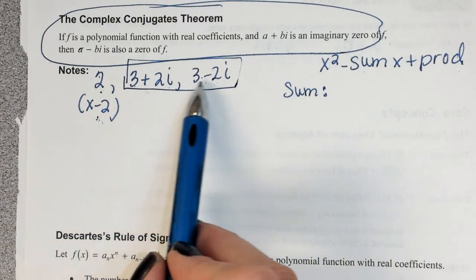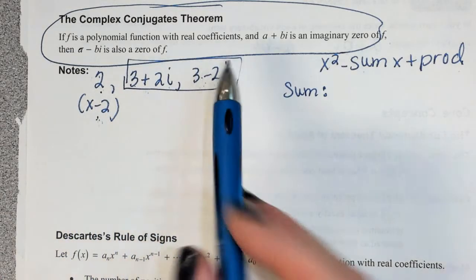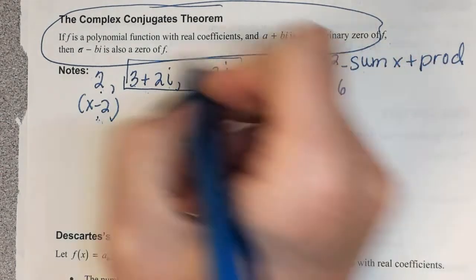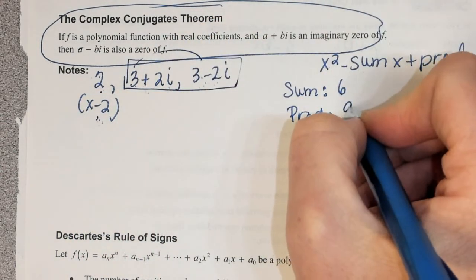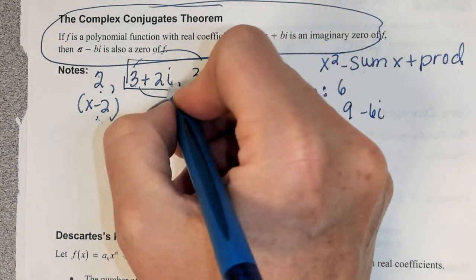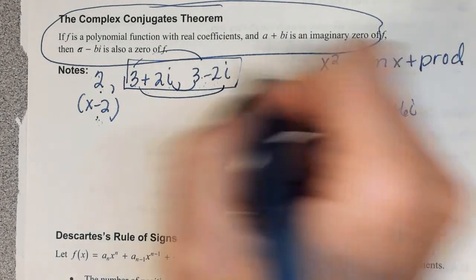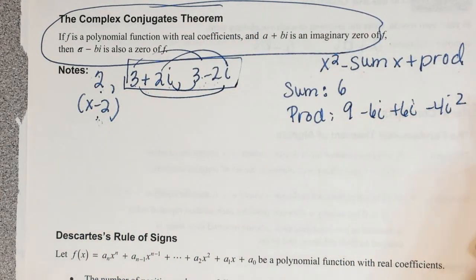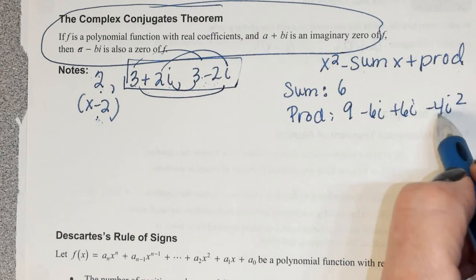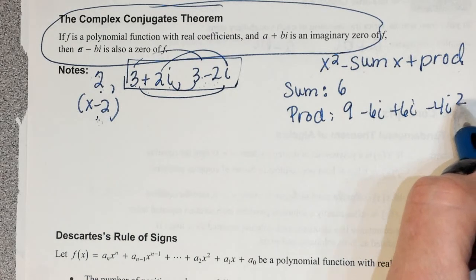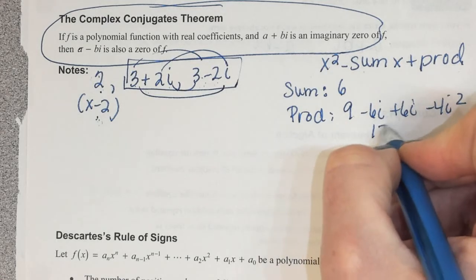So Maya, what's the sum? If I add those 2, what do we get? For the product, it's a little bit tougher to do. I have to do 3 times 3 is 9. The outers are negative 6i. The inners are positive 6i. That's going to be negative 4i squared. What is negative 4i squared? Charlie? So I'm going to have 9 plus 4, so that's going to give us 13.